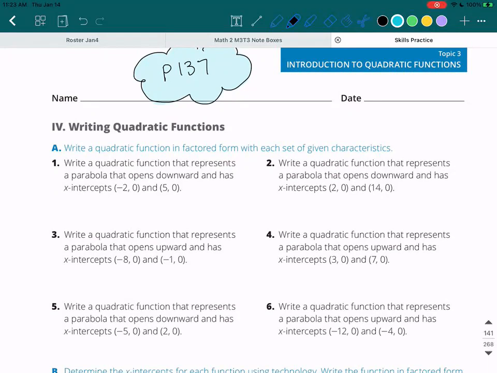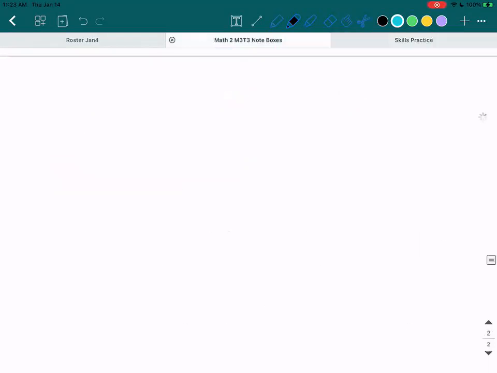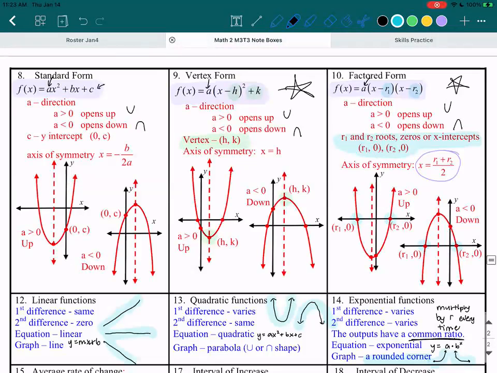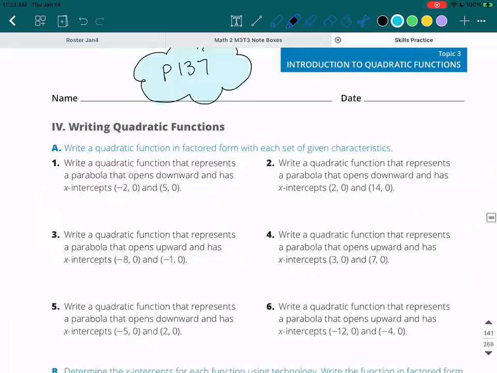Let me go back to the notes so we can remember what factored form even is. So factored form is in box number 10, the one all the way to the right. As you can see, it says f of x is equal to a (x minus r1)(x minus r2). I'm going to write that down on the skills practice. f(x) = a(x - r1)(x - r2). Okay, so this is the factored form.